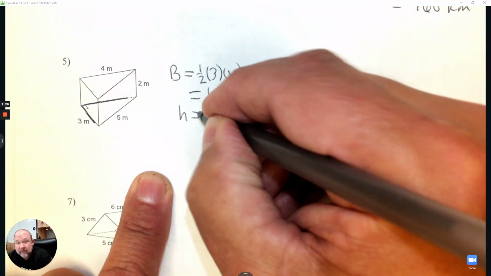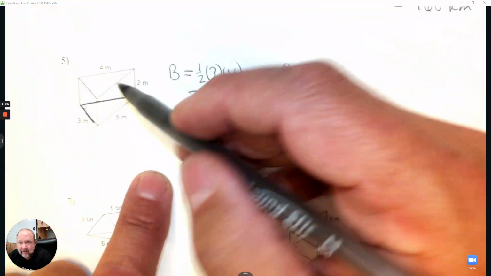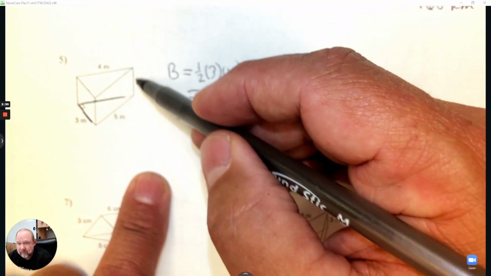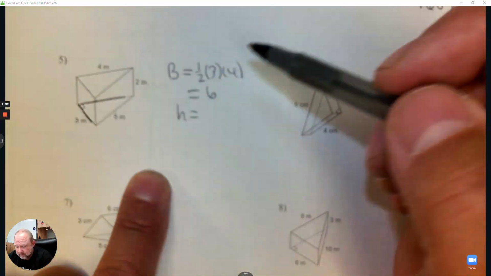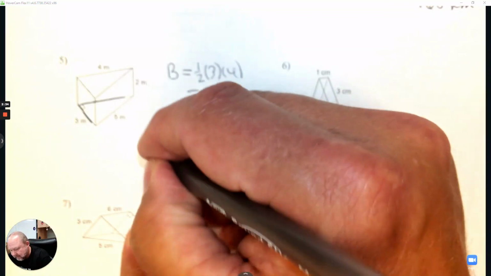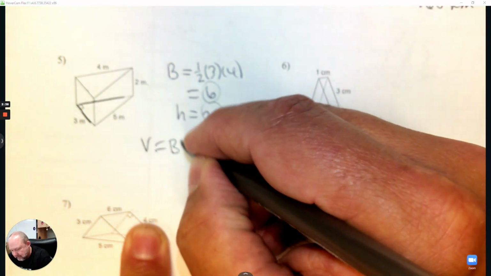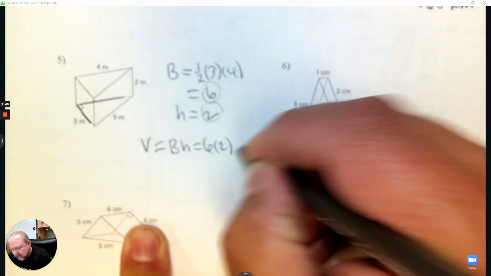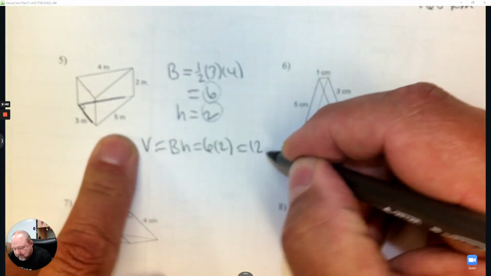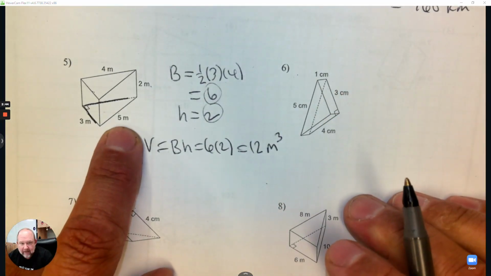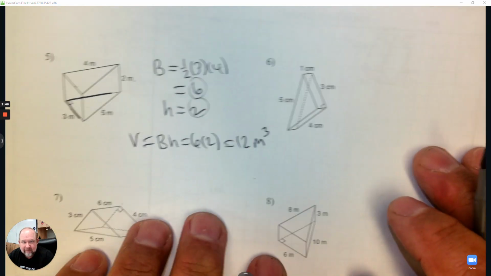And the other number I need to know is the height of the prism. You look at the two triangles and what's the distance between the two triangles. That number is 2, and then the volume is to multiply those together. So it's the area of the base times the height. So in this case, it's 6 times 2. And make sure you write down the letter meters and cubed.